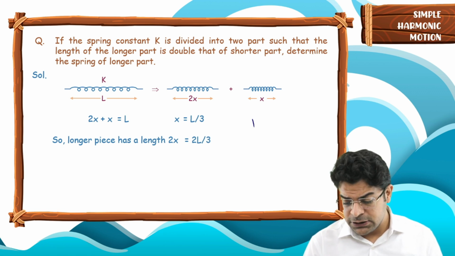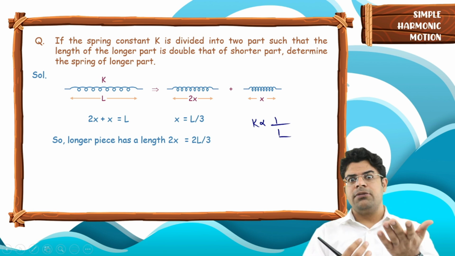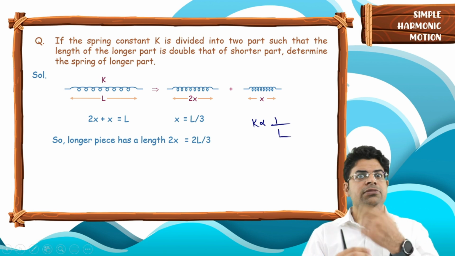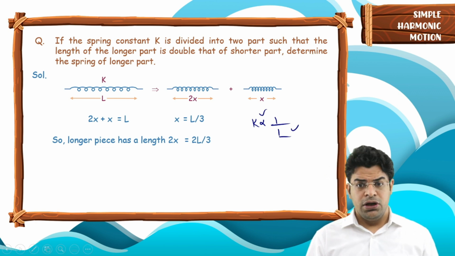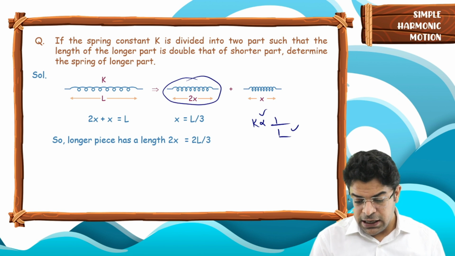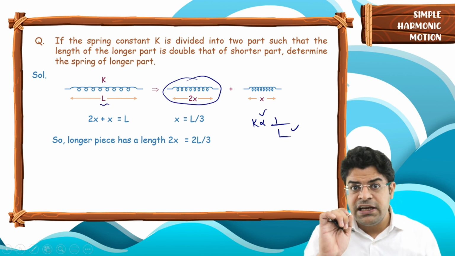We know that the spring constant is inversely proportional to length. So when the length becomes double, the spring constant becomes half. Length becomes triple, spring constant becomes 1/3. They are inversely proportional. So if this longer piece has 2/3 the length of the whole spring, then what will be its spring constant?